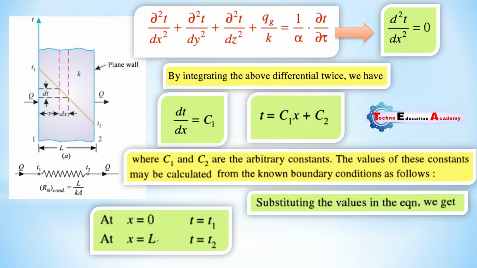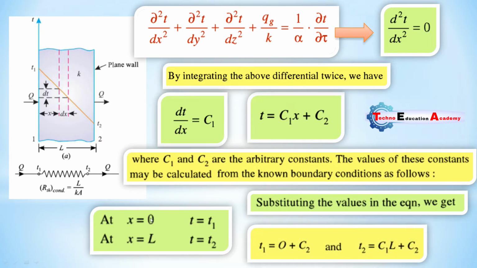Now we will put the values one by one in this equation and get the values of C1 and C2. First of all, we will put the value x equal to 0. At that time temperature T equal to T1 in the equation T equal to C1x plus C2. So we are getting T1 equal to C1 into 0 plus C2. The first term will become 0 because it is multiplied by C1 into 0, so 0 plus C2.